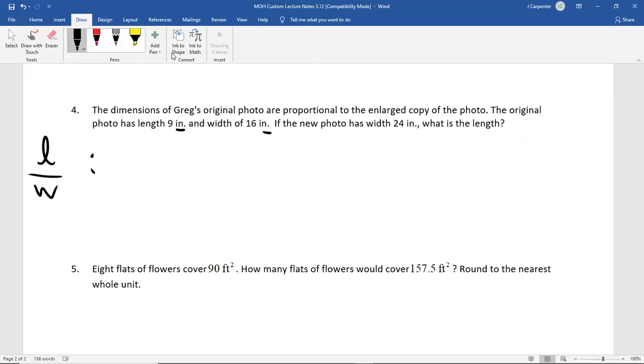So the original photo has a length of 9, so that goes in the top, 9 inches, and a width of 16, so that goes in the bottom. Set it equal to. The new photo, the next scenario, has a width of 24. The width is 24. Is that top or bottom? It's the bottom. So the 24 goes in the bottom. Don't rush and just always put your variable in the top. It might go in the bottom.